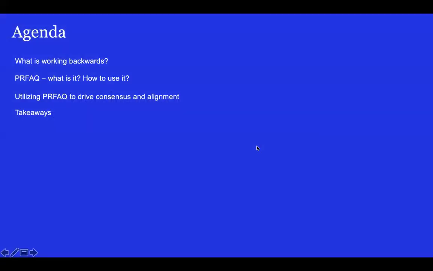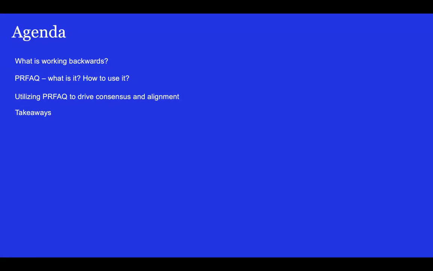So what is the agenda for today? We're going to go through 4 topics. I'll walk you through what is working backwards. What does it mean? Number 2, what is the PRFAQ? How do you use it? How do you write it? What are some of the key elements of a PRFAQ? Number 3, I'll talk through across all of the slides.